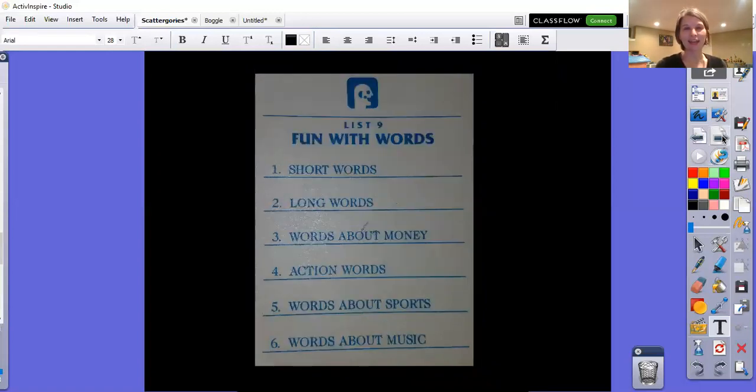Number nine, fun with words. One, short words. I would probably say two or three letters long, maybe four. Two, long words. Three, words about money. Four, action words. So think of your vivid verbs. Five, words about sports. Six, words about music. Pick a letter for your whole group. Pause, set it for a minute.